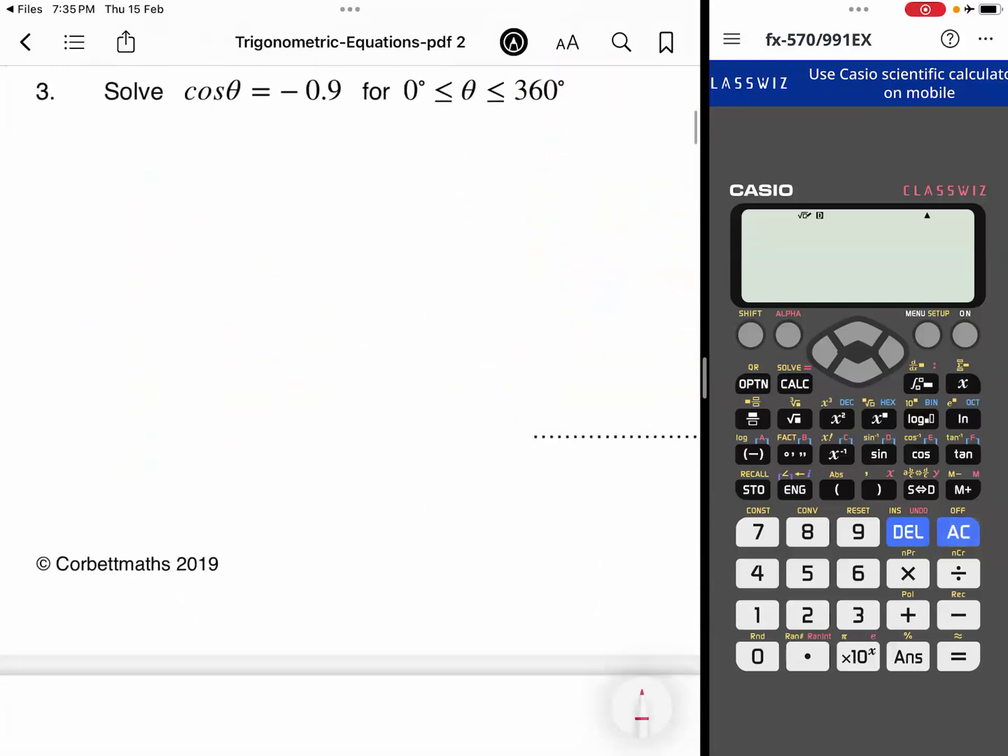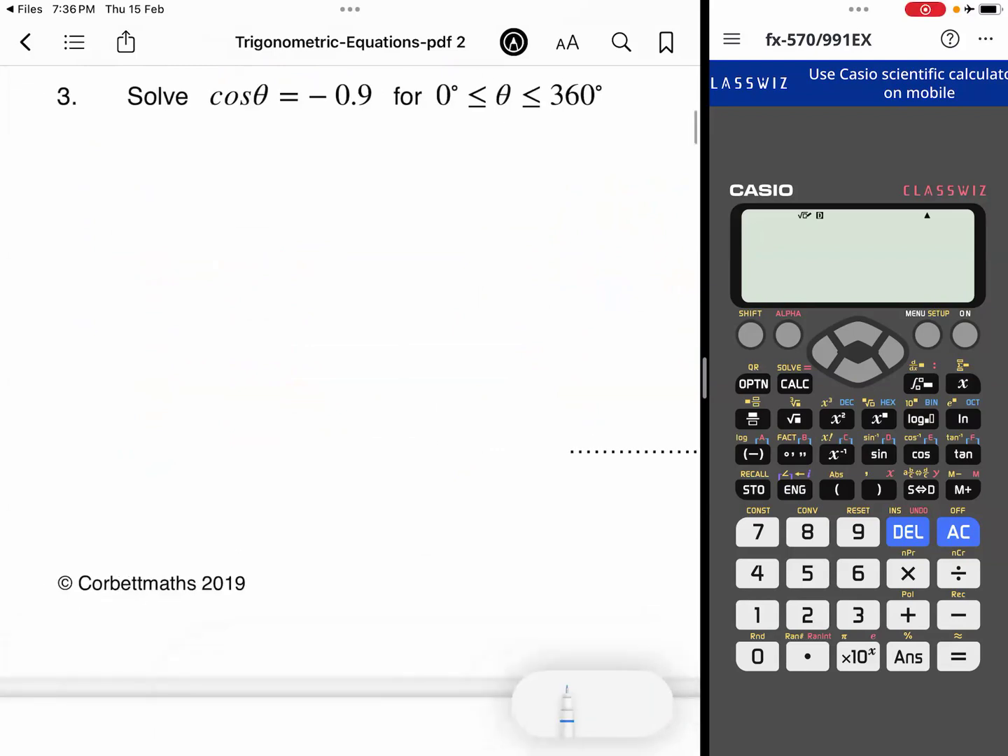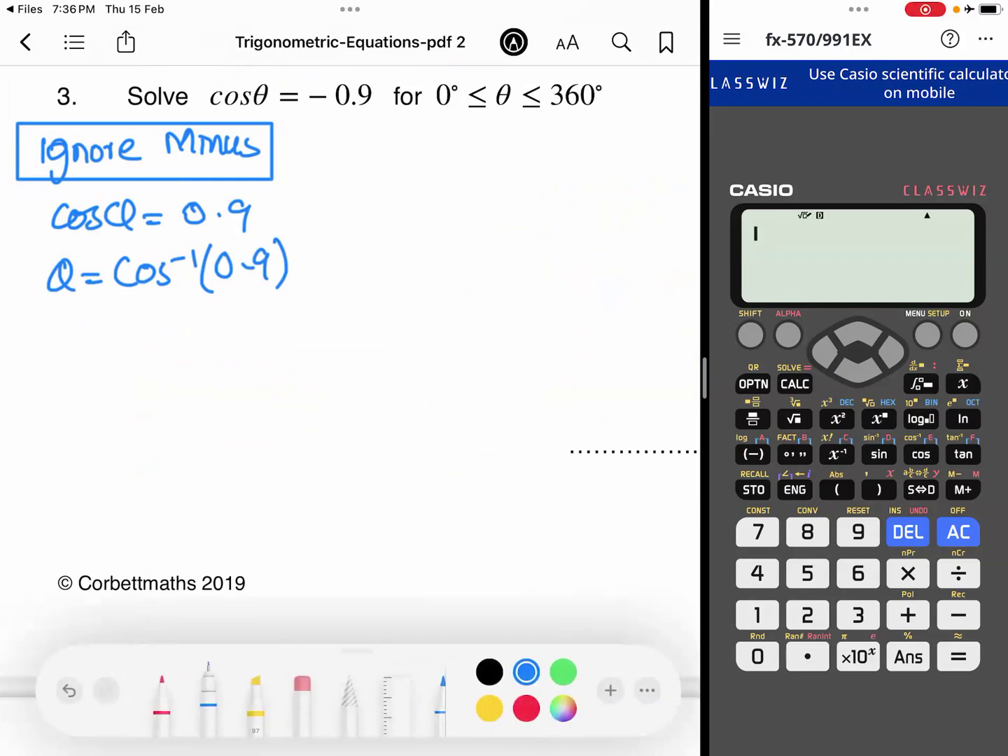Okay, what if the answer is negative? Question number 3. Abdurrahman, if this is negative, beta, ignore minus in start. Ignore minus, right? Yes, sir. Okay, so we will write cos theta equals 0.9. So now theta is equal to cos inverse of 0.9. Yes or no? So shift cos inverse 0.9.